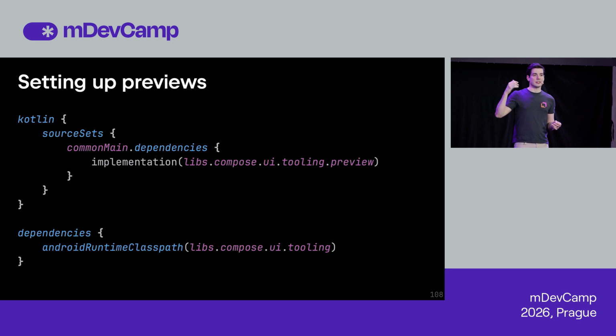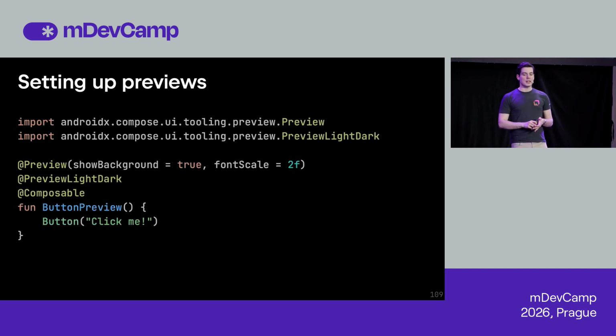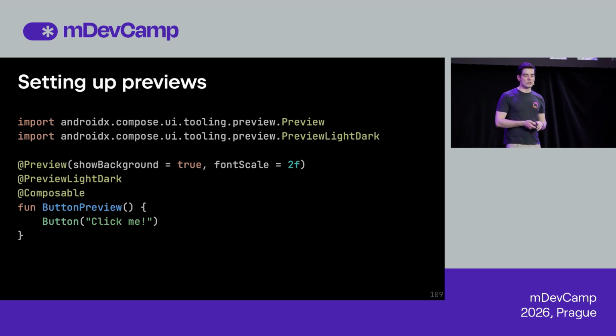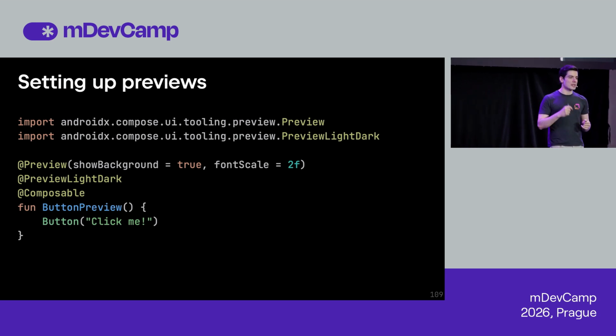So if you create Compose code in common sources, you can preview it the exact same way with the exact same tooling. All you need to make sure is that you have the right dependencies, which look something like this for multi-platform. And then, again, you can use the exact same kind of previews. You can annotate composable functions, and you'll see those in the IDE. For this as well, we have a great documentation page that's going to be in the links at the end that you can use to make sure that you have the correct multi-platform versions of dependencies.